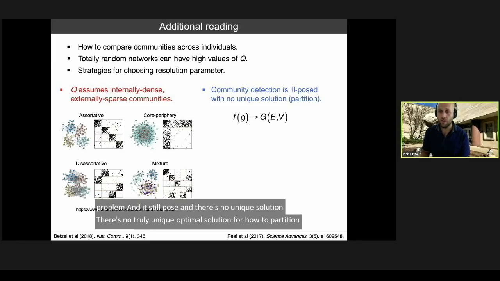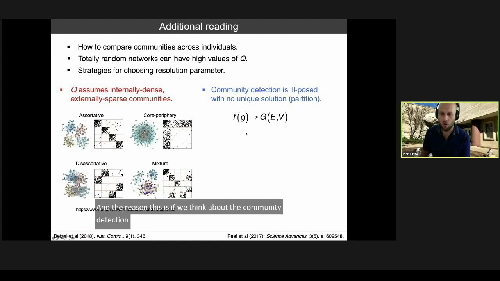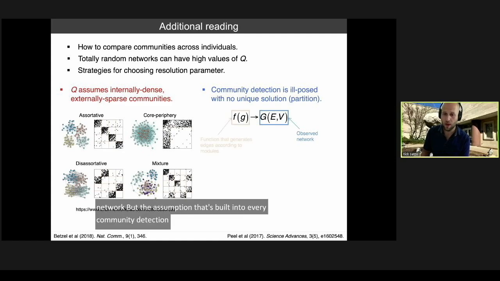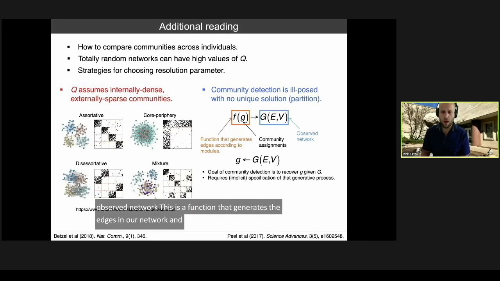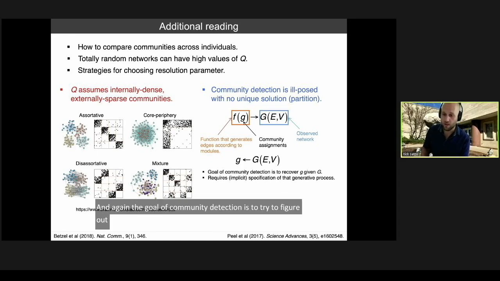And the reason for this is, if we think about the community detection problem, essentially what we're trying to solve is we have a network G of edges and vertices, and we have a set of communities g, and we're assuming that there's some function f that takes those communities and based on those communities gives us our network. That's the assumption that's built into every community detection algorithm, right? So again, here's our observed network. This is a function that generates the edges in our network, and those are the community assignments. And again, the goal of community detection is to try to figure out g, the lowercase g, the communities, given the network that we observe. So we're trying to invert this process, right?